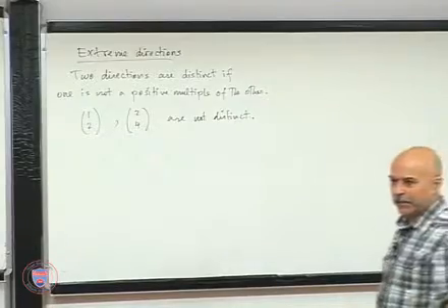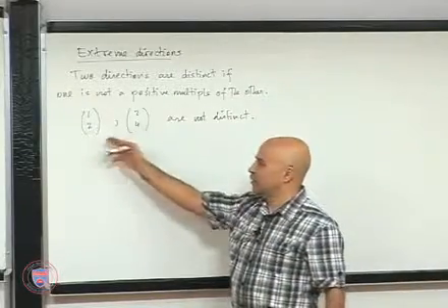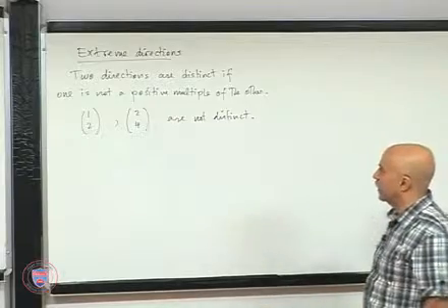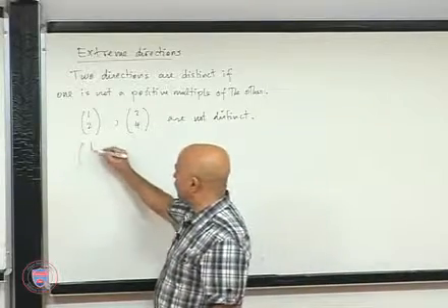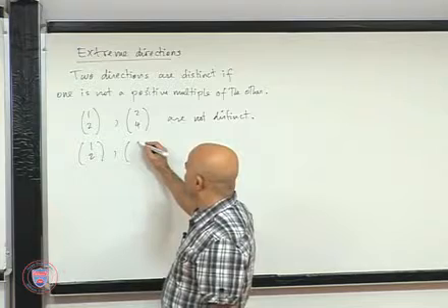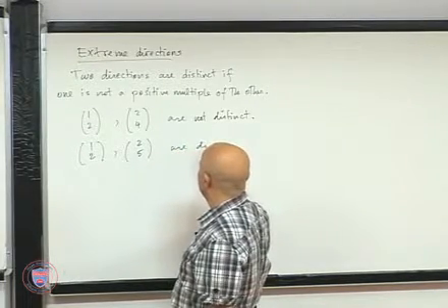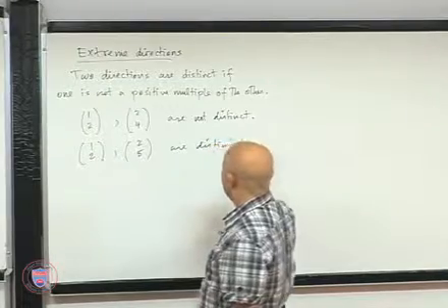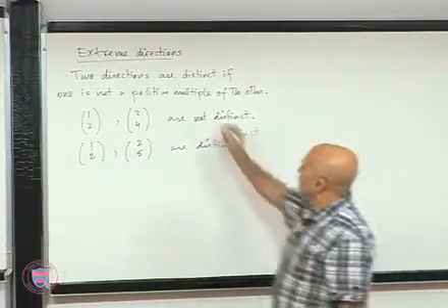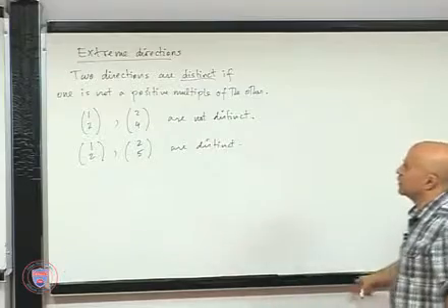Okay? One is a positive multiple. It's twice. The second one is twice as much as the first one. Whereas 1, 2, and 2, 5 are distinct. Okay. That's the definition of that.